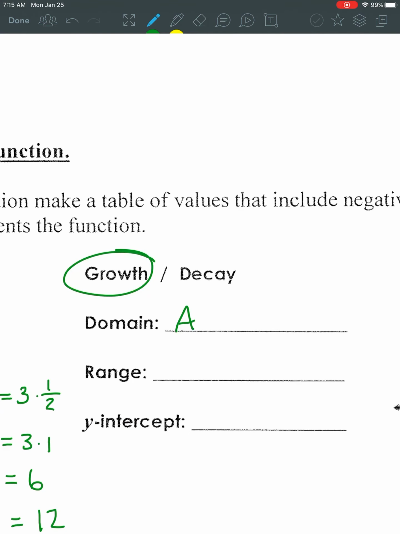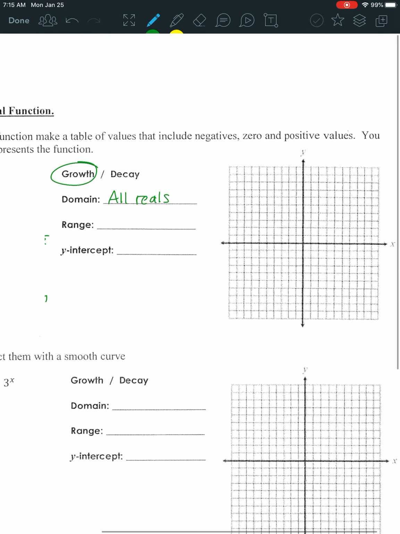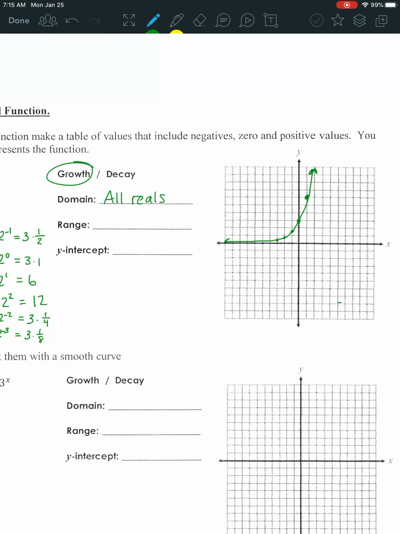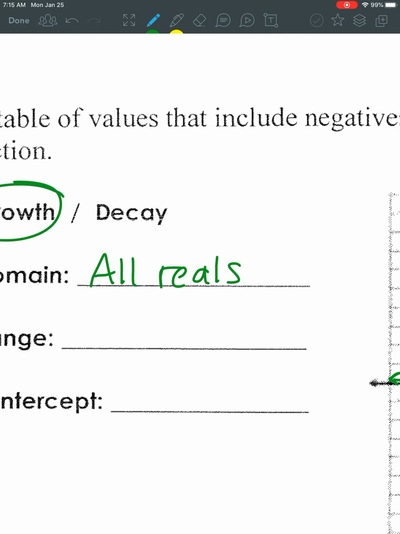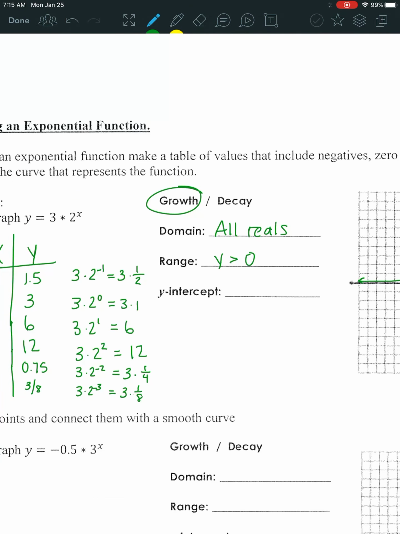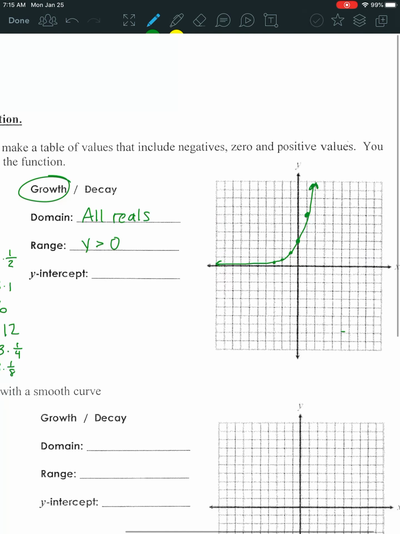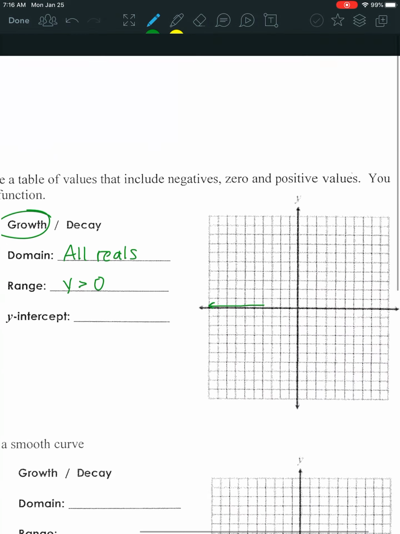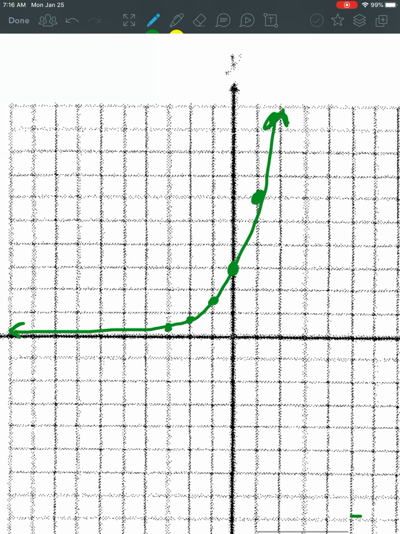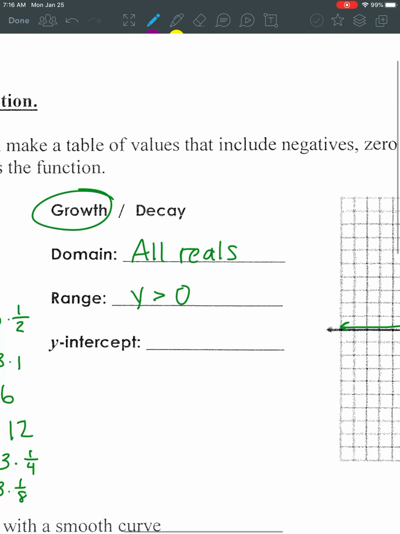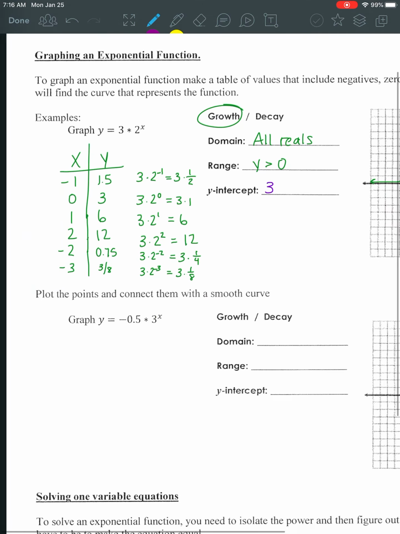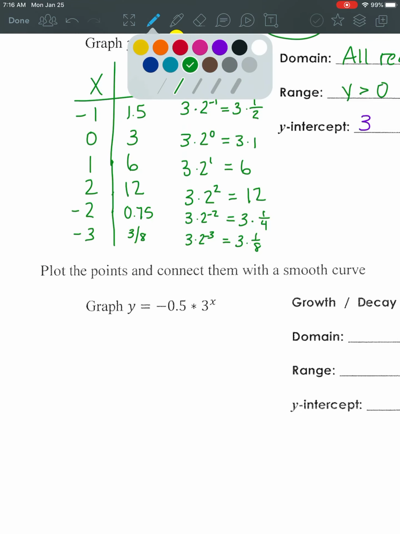And I'm going to put my x's to show it does carry on in both directions. So this would be an exponential growth. The domain, your x values, are all reals. Your y values, remember, domain, you scan your pencil from left to right. Range, you scan it up and down. So your range, your y values, have to be greater than 0. They will never go below 0. Your x-intercept, it will never ever touch. Your y-intercept is where it crosses the y-axis. So that is positive 3.